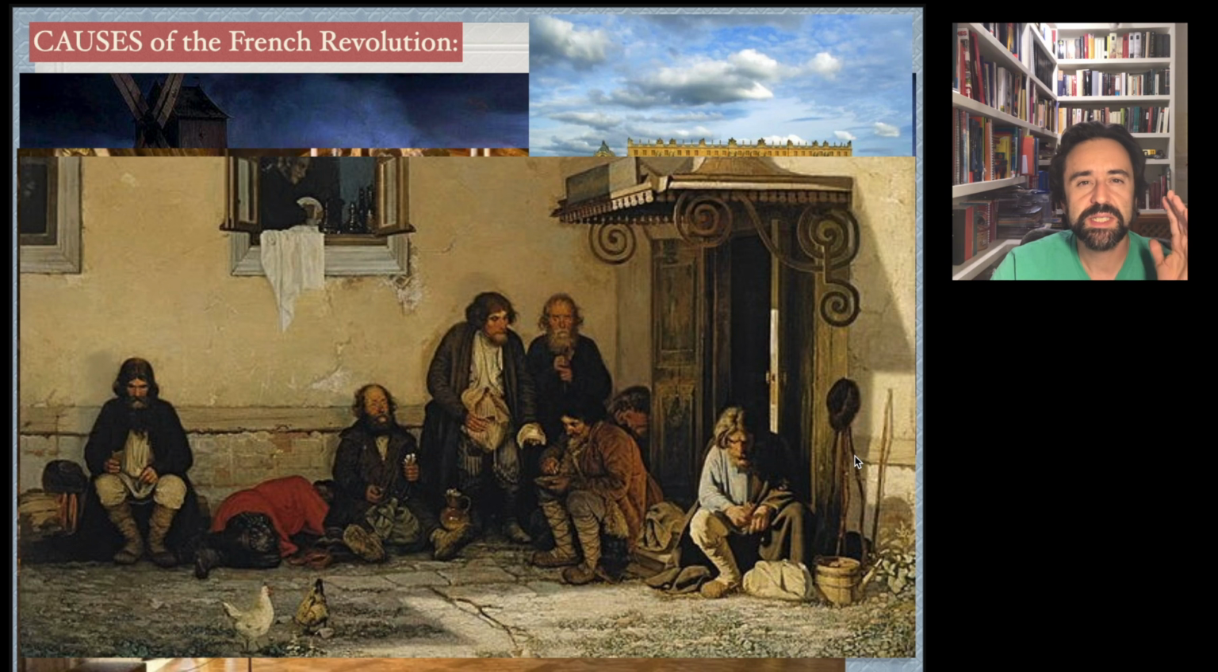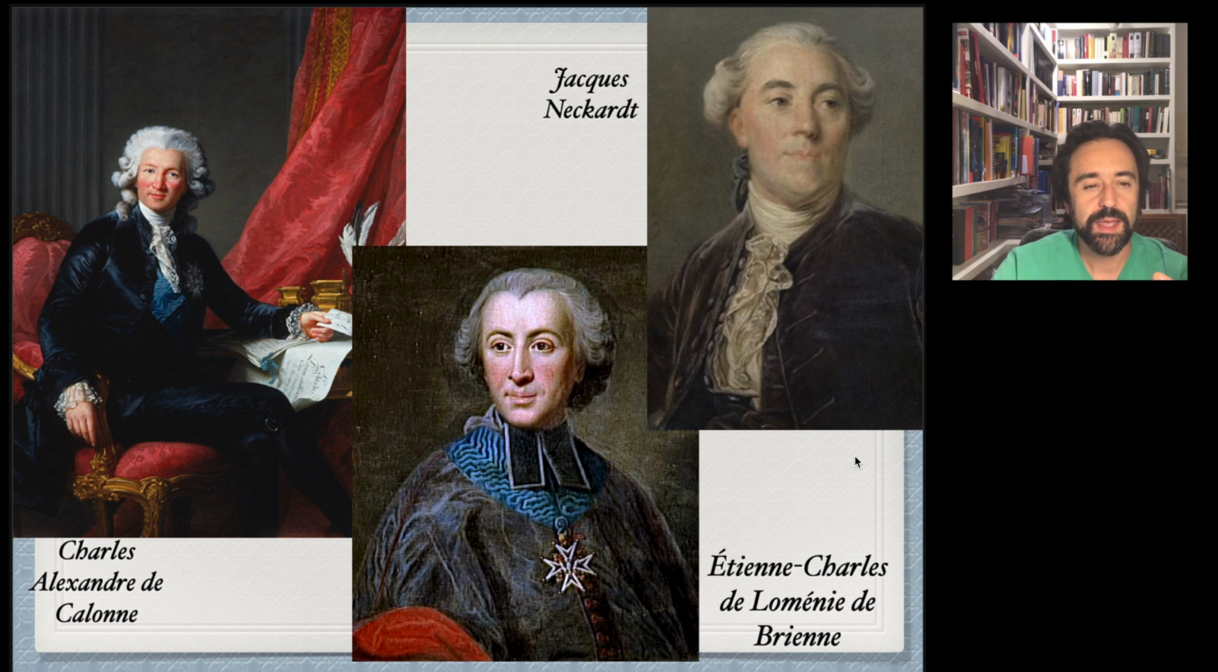People started openly criticizing the king. And the king's ministers, the economy ministers, are trying to solve the economic problems of the kingdom, but they cannot. So they suggest the king make the nobility and the clergy pay taxes. Then the state receives more money and they can spend more money.